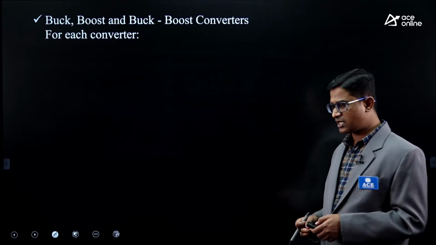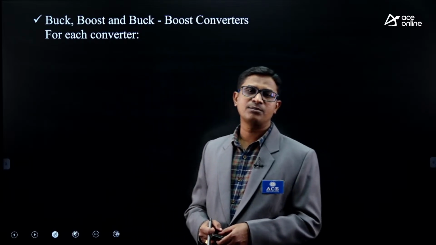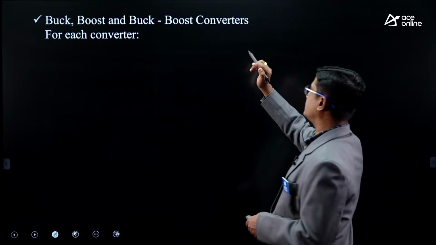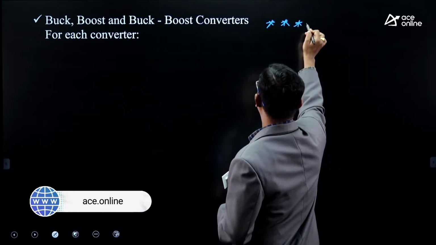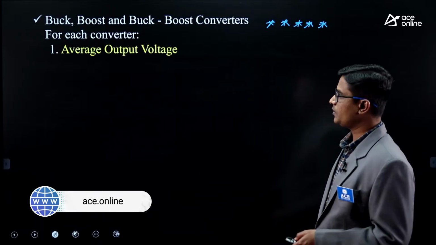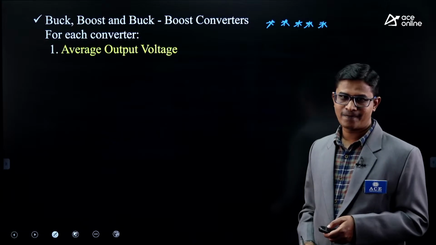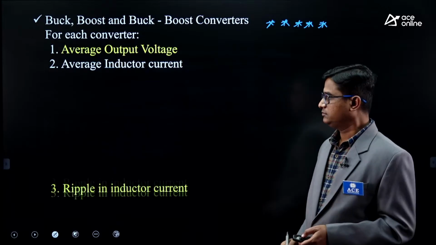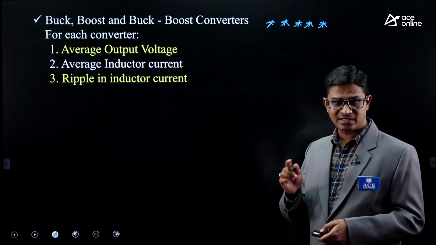In DC to DC converters, you will find most of the questions related to buck, boost and buck-boost converters. In every topic, right, in every converter, you should know the following points. Average output voltage. What is the expression of average output voltage? Average inductor current, IL average. Ripple in inductor current, that is delta IL. They have asked questions.